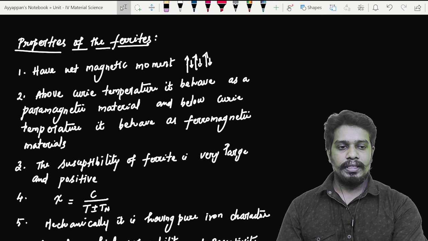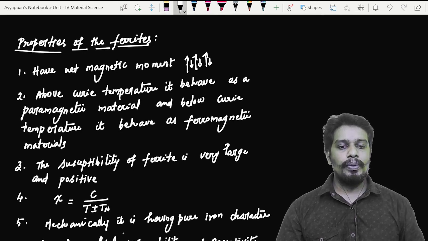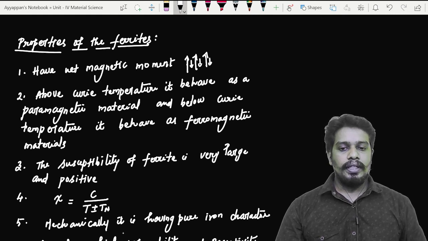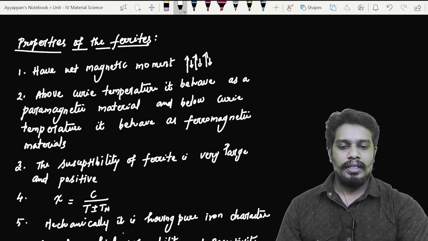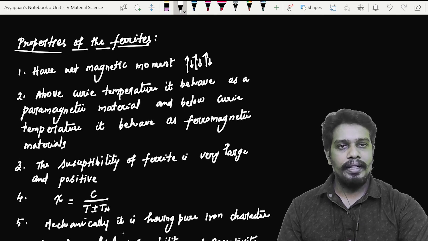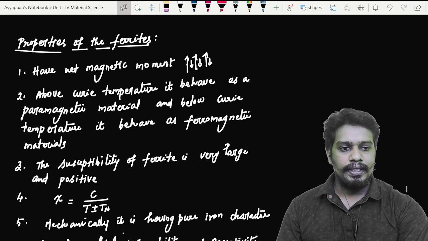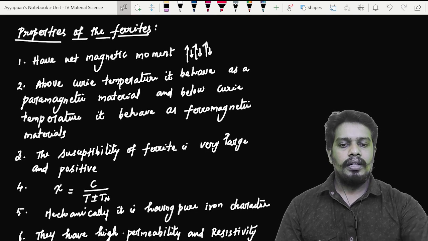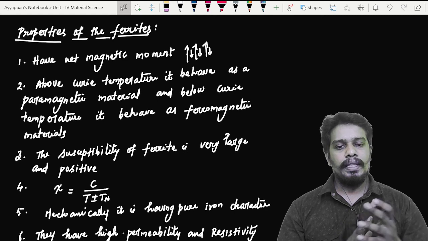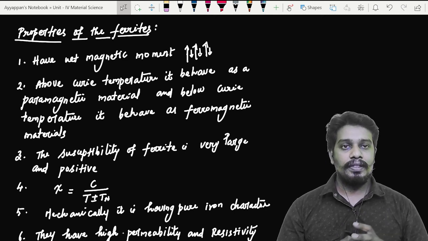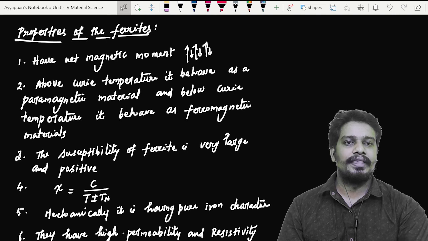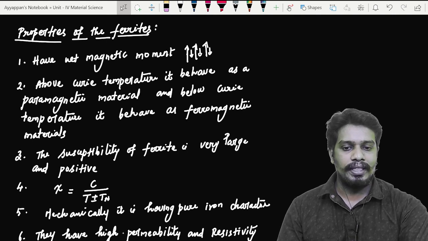The fifth point: mechanically it has pure iron character, so it will have good mechanical properties. Then the sixth point: high permeability and resistivity. That means it will permit the magnetic field easily, as well as show high resistive property. That means it will be a poor conductor of electricity.